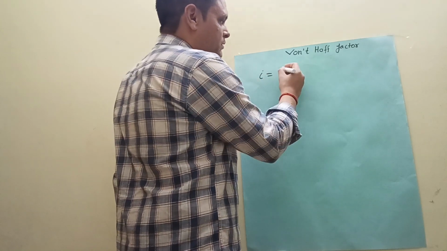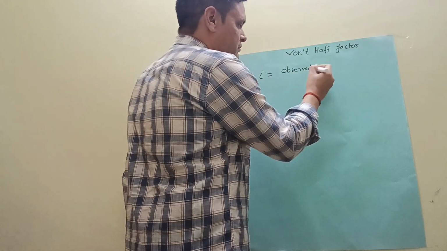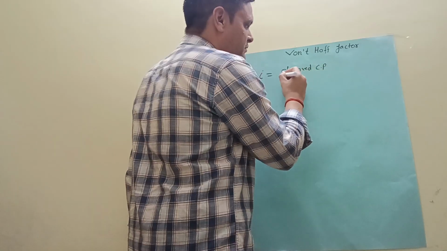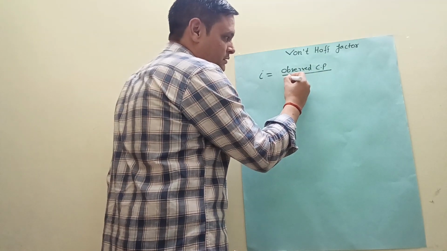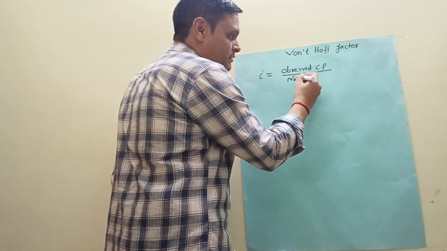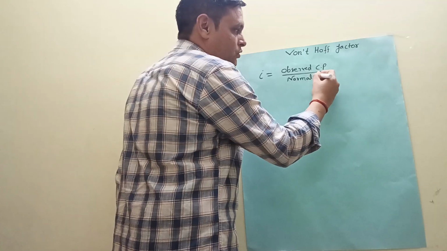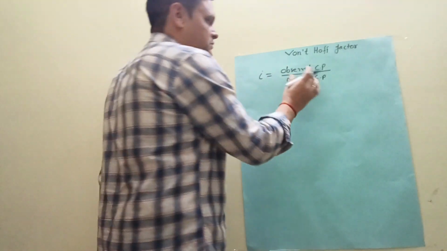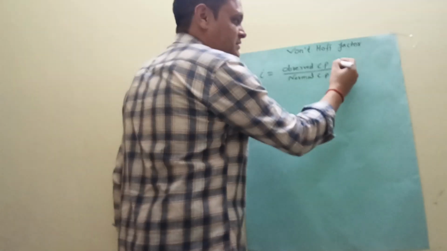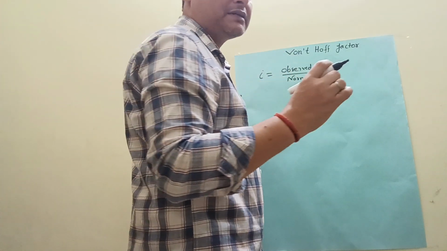The van't Hoff factor i is equal to observed colligative properties upon normal or calculated normal colligative properties, right? So the observed colligative properties differ because of the association or dissociation of the solute particles.